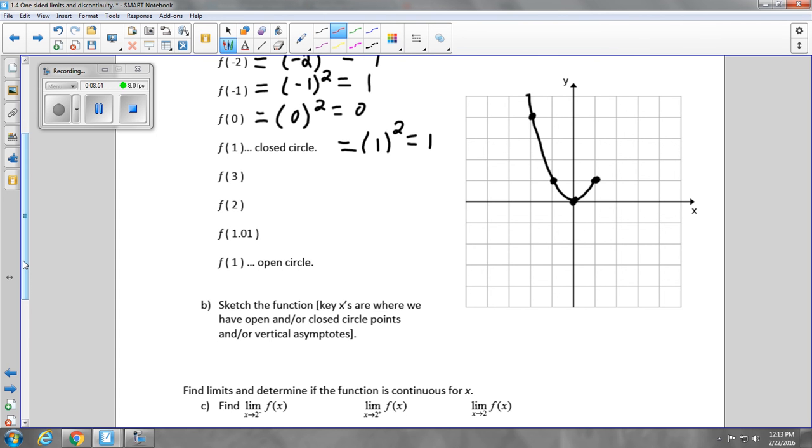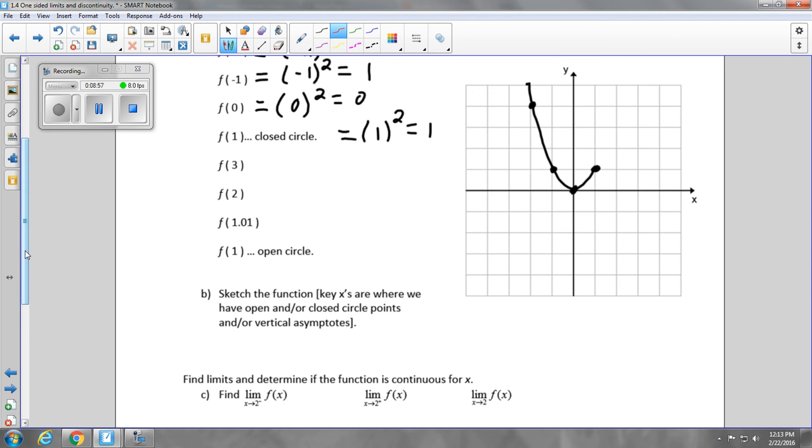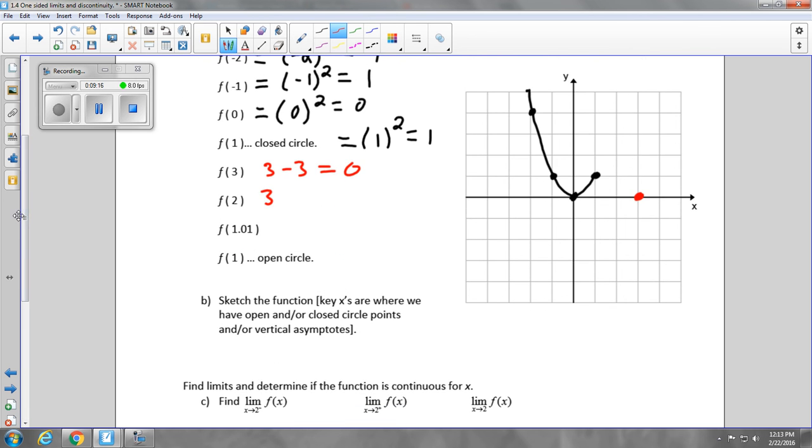Okay, and then f of 3. So 3 is using our second one, right? Using this now. So 3 minus 3 is equal to 0. So when we're at 3, we're at 0. So right there. F of 2, what was it again? 3 minus 2 is equal to 1. So when we go to 2, we're at 1.